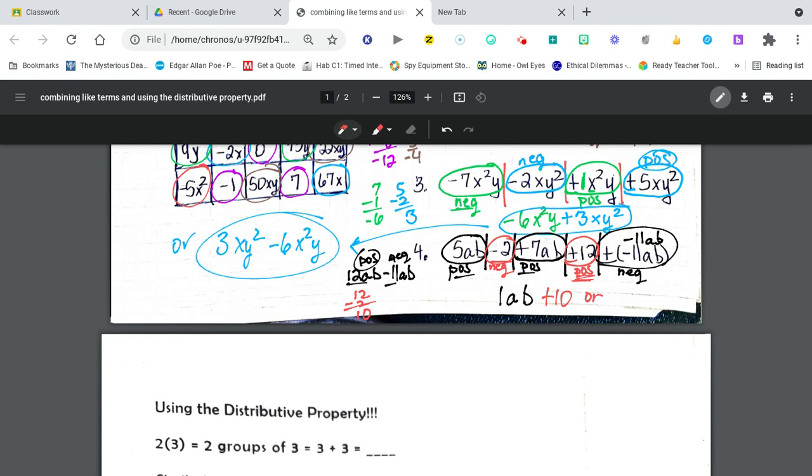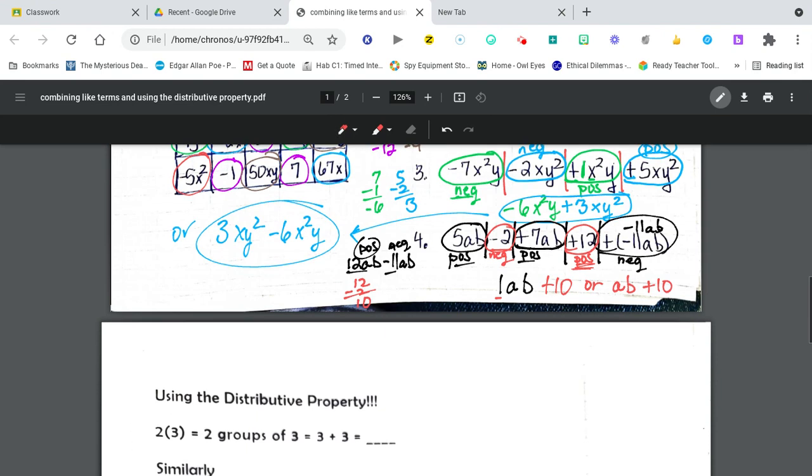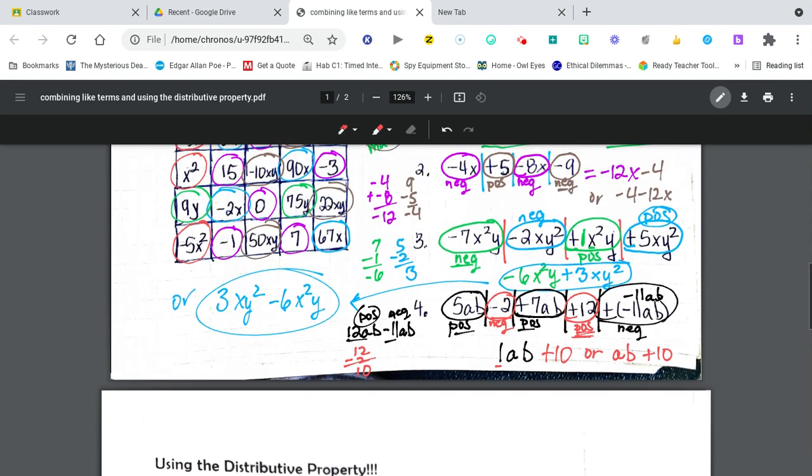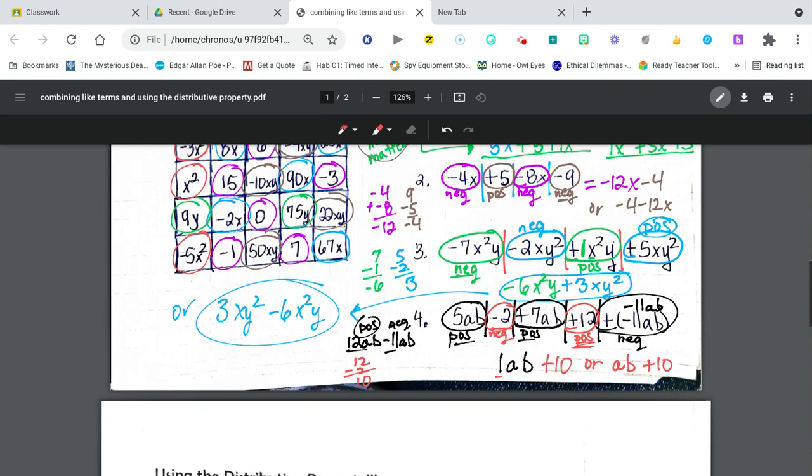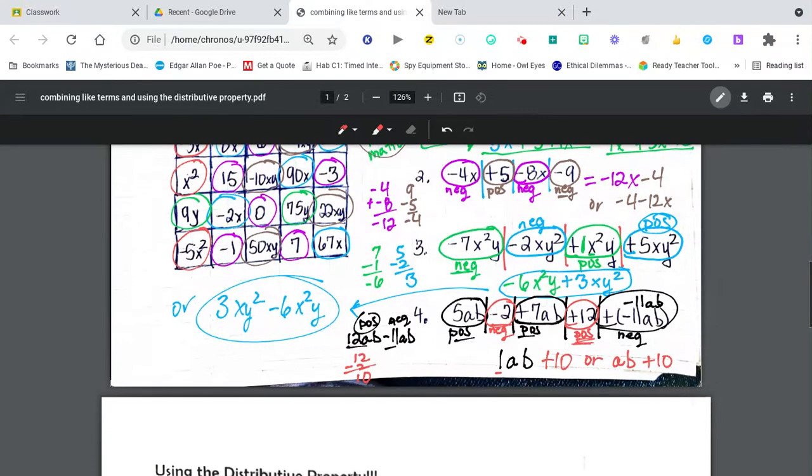Now, let me show you something, guys. Sometimes you won't see this understood coefficient of 1. Sometimes you'll just see AB plus 10. Okay? It'll be like an understood coefficient of 1. You won't see the 1. You could have also written 10 plus AB or 10 plus 1AB. Again, because order doesn't matter.